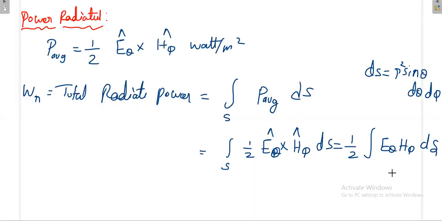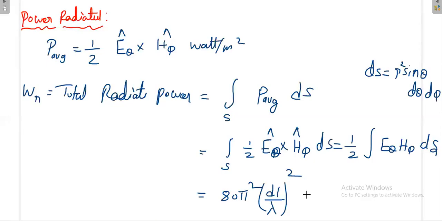Okay, you do the cancellation and integration properly. If you have time, please try to do this, because this is very simple. Once you do that, finally you'll get some value. That value is 80 pi squared (dl by lambda) whole squared, into I squared RMS.